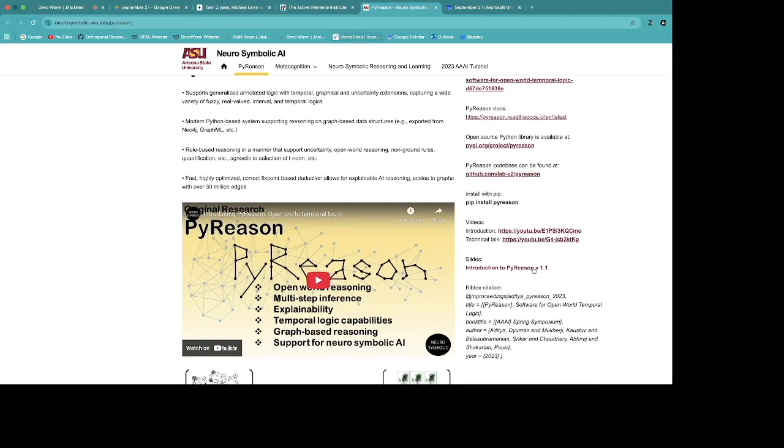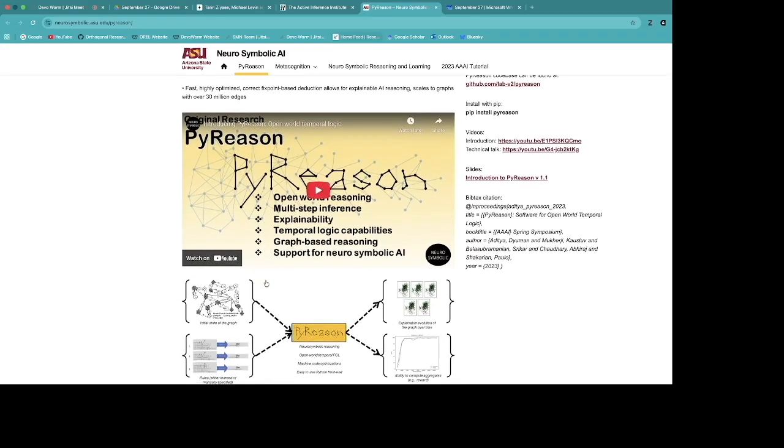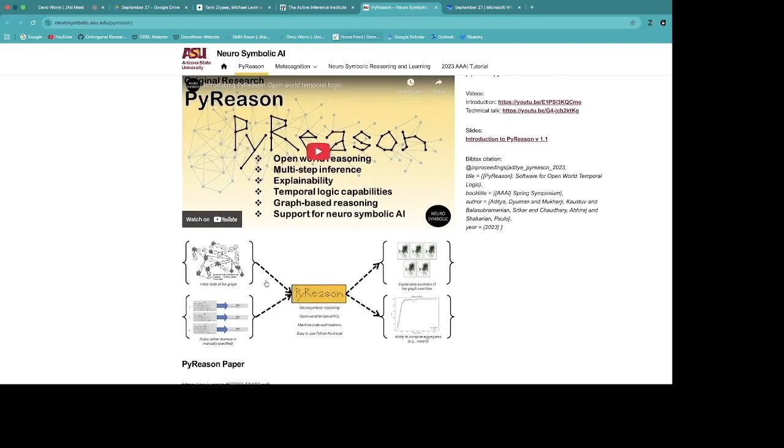So this is nice stuff. I actually have some slides here as well and some videos. And this is basically what they're doing. So they have this graph, which has an initial state. They have rules, which are either learned or manually specified.